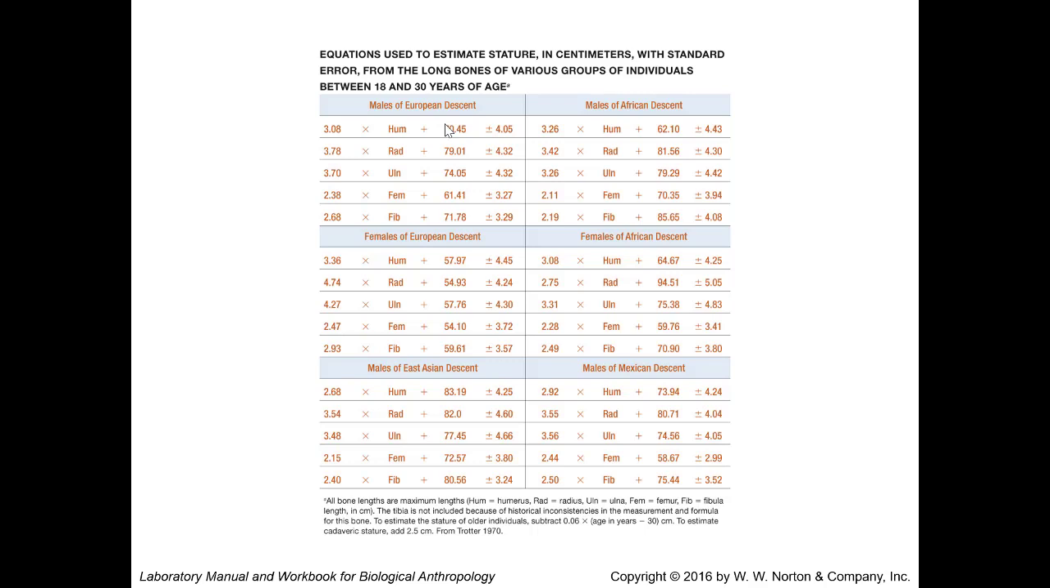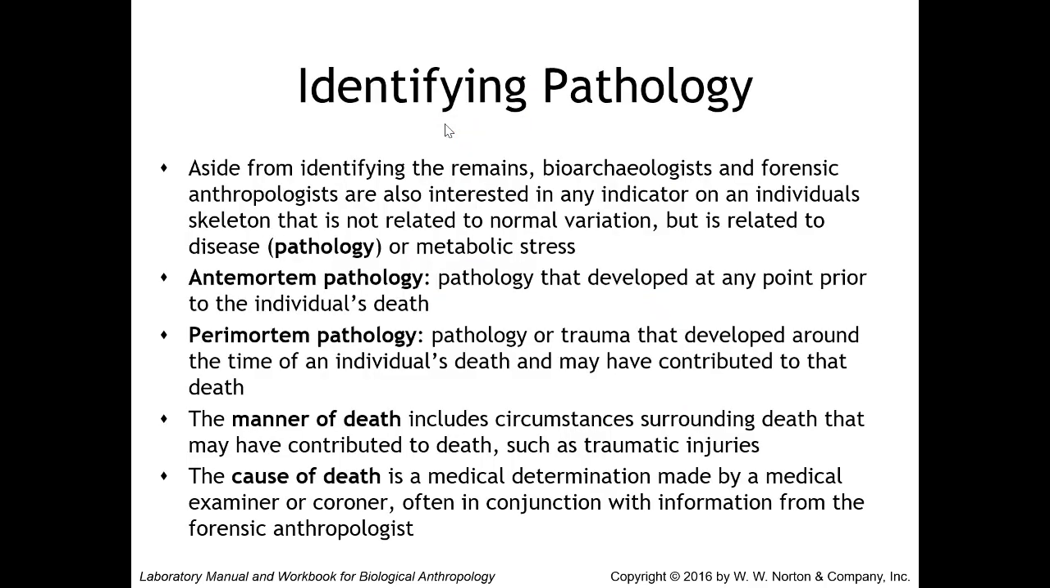So that's estimating stature. Next, we identify pathology. So aside from identifying the remains, bioarchaeologists and forensic anthropologists are also interested in any indicator on an individual skeleton that is not related to normal variation but is related to disease, pathology, or metabolic stress. So they must also distinguish between antemortem pathology and perimortem pathology. Antemortem is any pathology that developed at any point prior to the individual's death. Perimortem is pathology or trauma that developed around the time of an individual's death that may have contributed to the death.